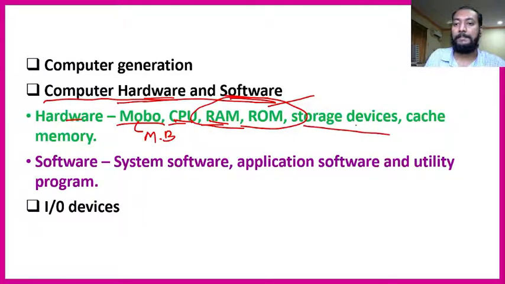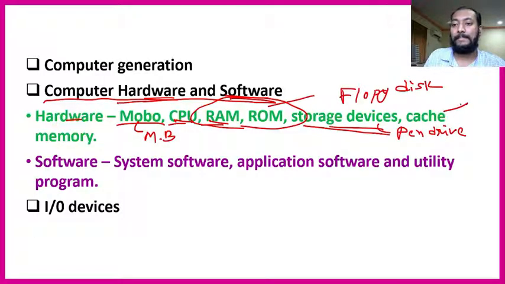Then storage devices, different types of storage devices will be there. In the olden days, during the first and second generation, the floppy disk was there. Nowadays we are using pen drives or different types of hard disks. Then cache memory, you need to understand here.